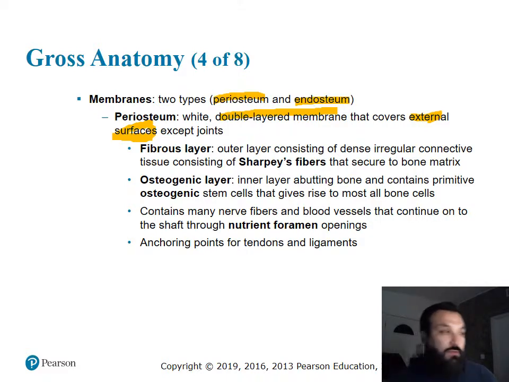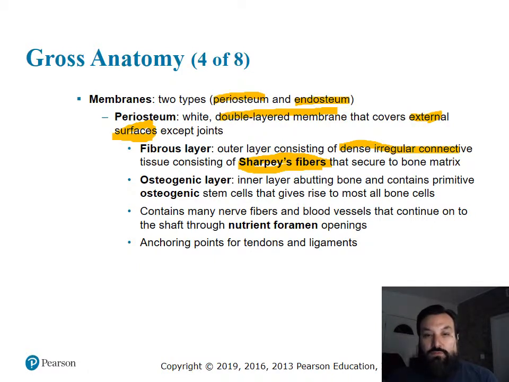In the periosteum, you in fact have a fibrous layer, an outer layer, which is a dense, irregular connective tissue, okay? The fibers that we have in this dense, irregular connective tissue are called Sharpey's fibers. So this fibrous layer is very, very fibrous, and it actually helps to bind this layer onto the outside surface of compact bone.